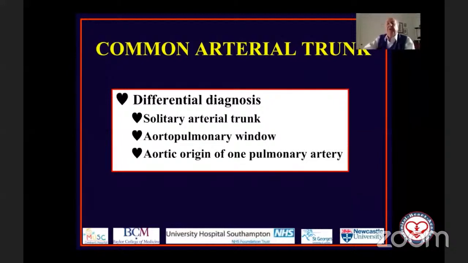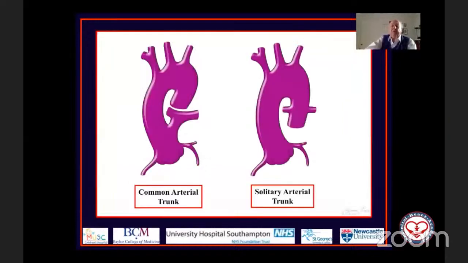So what we have described for you is the variations to be found in the setting of a common arterial trunk. We then need to remember that on occasion, the common arterial trunk can look like other things. So we need to distinguish a common arterial trunk, solitary trunk. We need to make the separation from aortopulmonary window when there is a communication between the intrapericardial arterial pathways. And we also need to think about aortic origin of one pulmonary artery. So what is a solitary arterial trunk, and how does it differ from a common arterial trunk?